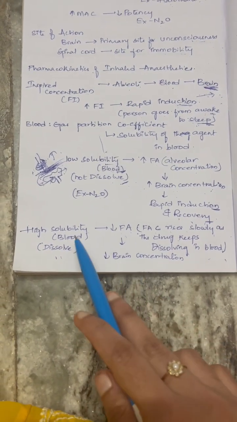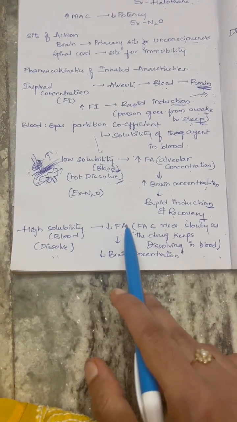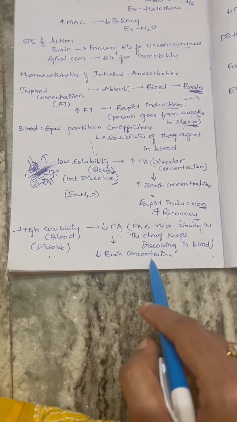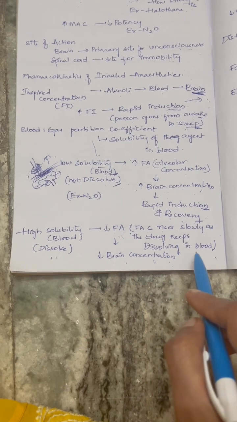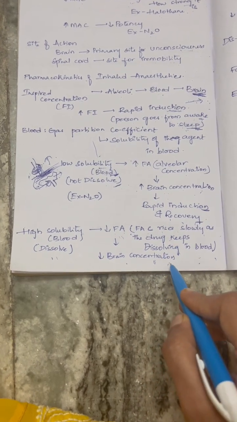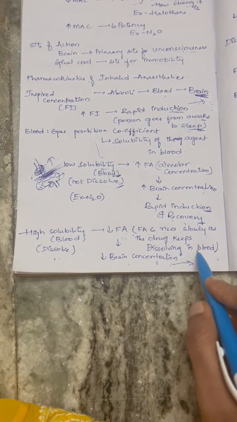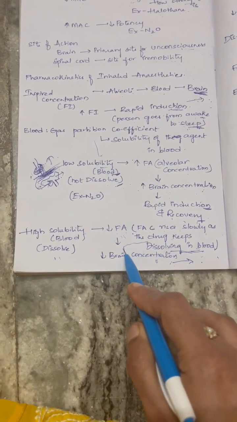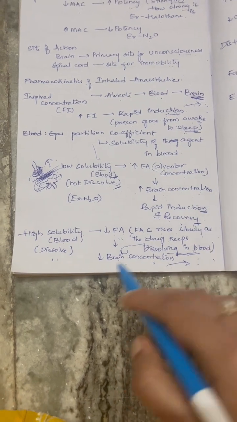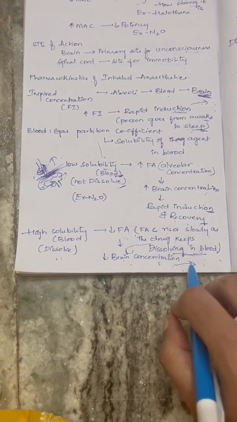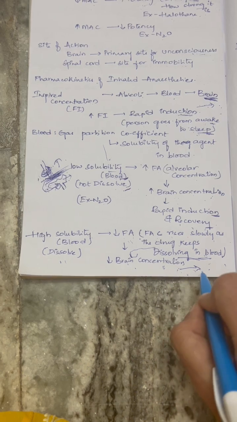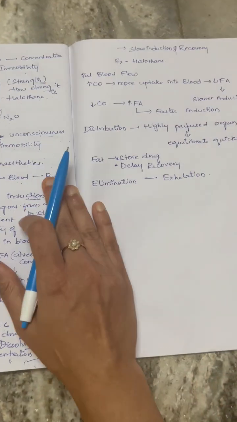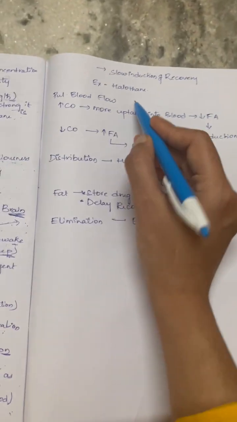Just because it has a higher solubility in the blood, the concentration in the alveoli is less, and it has a lesser brain concentration. So this means that it has a slower induction. It doesn't reach the brain as fast, because the drug is just dissolving into the blood. It's not going into the main site to start acting. So that's why we say that when we have a high solubility in blood, there is a slow induction and recovery. The example for this one is halothane.